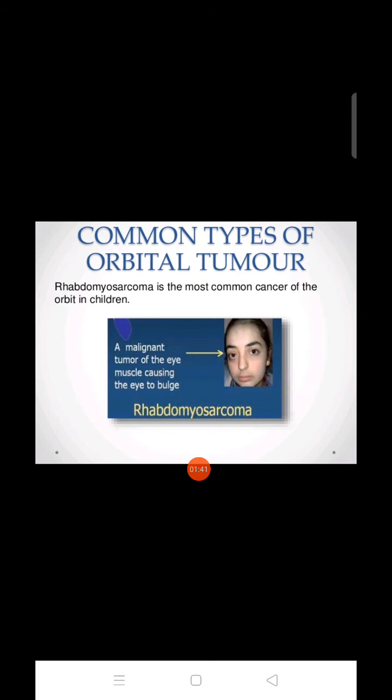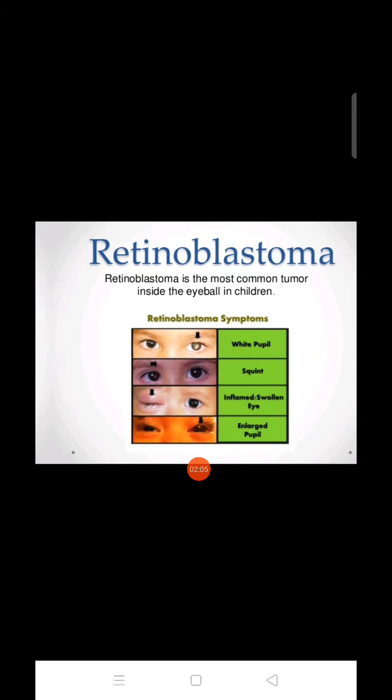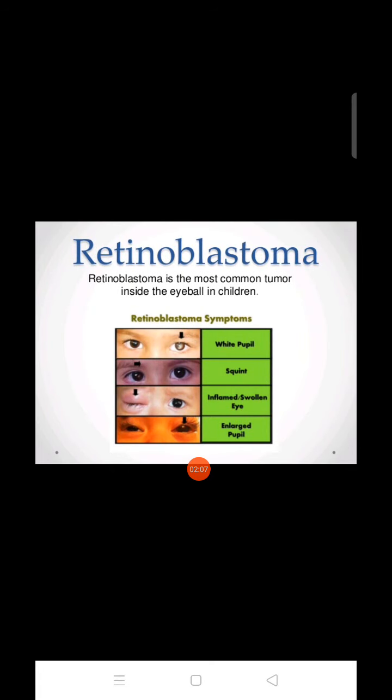Next, the common types of orbital tumor. The first one is rhabdomyosarcoma, the most common cancer of the orbit in children. It is a malignant tumor of the eye muscle causing the eye to bulge. The eye muscles will become bulged. That is what we call rhabdomyosarcoma.